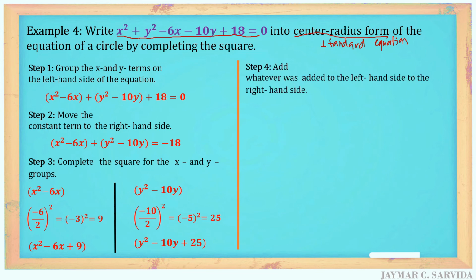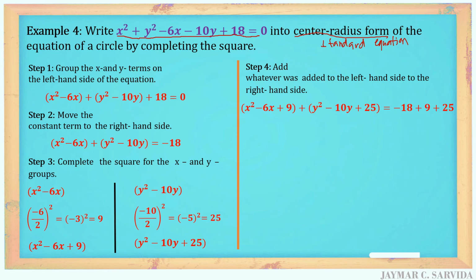The next is add whatever was added to the left-hand side to the right-hand side. So pagsama-samahin na natin lahat. Okay? So that will become x squared minus 6x plus 9 plus quantity of y squared minus 10y plus 25 equals negative 18 plus 9 plus 25. So take note, kung ano ang in-add mo dito sa ating left-hand side, yun din yung i-add mo dito sa right-hand side ng ating equation.